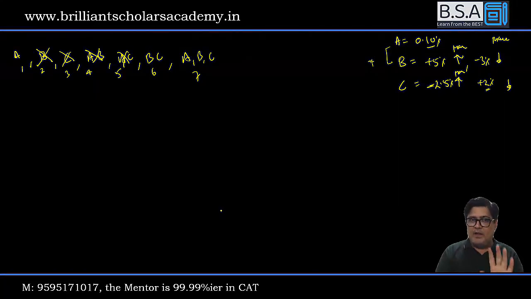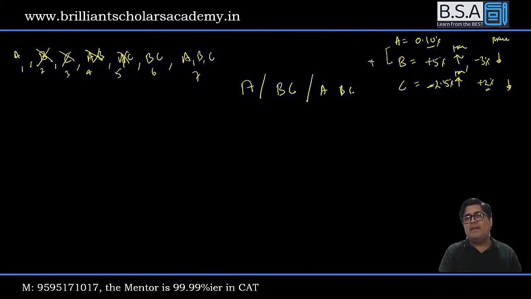अब सुनना. तो बेसिकली यू हैव थ्री ऑप्शंस. Put all your money in A, or you put your money in BC, or you put your money in ABC. अब सुनना. A में कितना है? 0.1% मान लो.